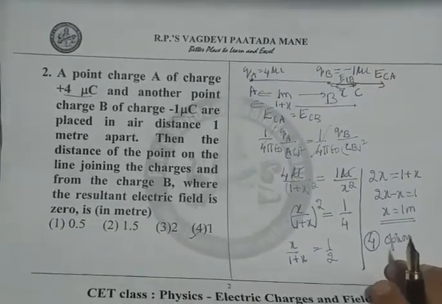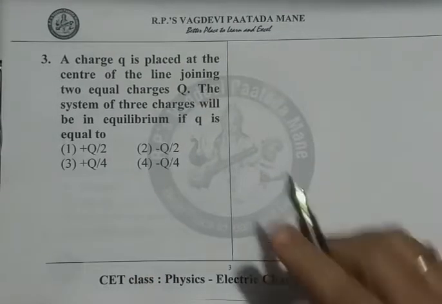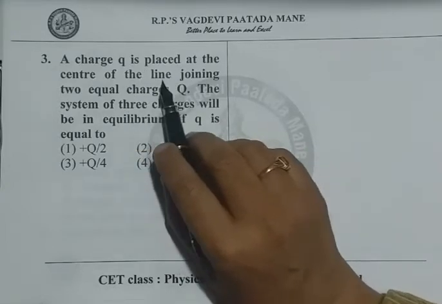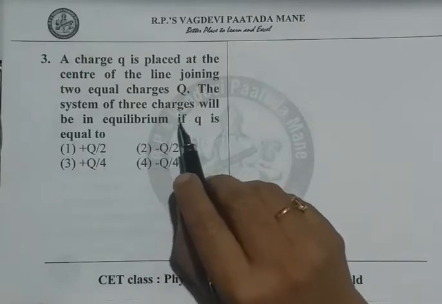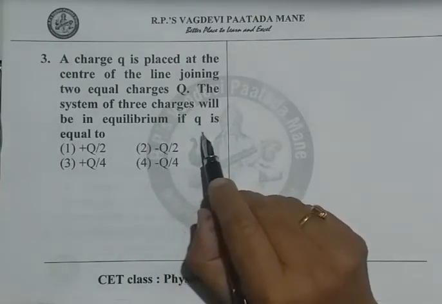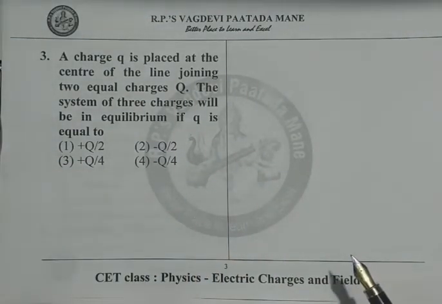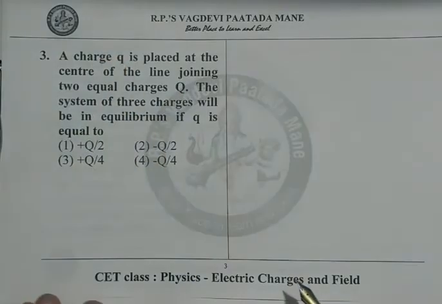Now we go over to the third question. We read it. A charge q is placed at the center of the line joining two equal charges Q. The system of three charges will be in equilibrium if q is equal to... Now it is a question of equilibrium. As equilibrium is given and it is a system of three charges, two capital Qs and one small q, the net force on each charge should be 0. That is the important concept we want to use.